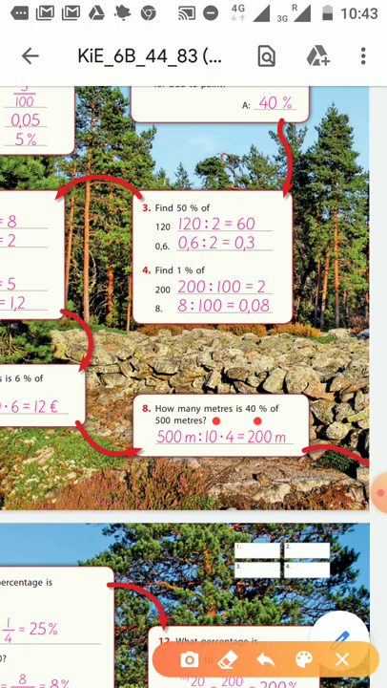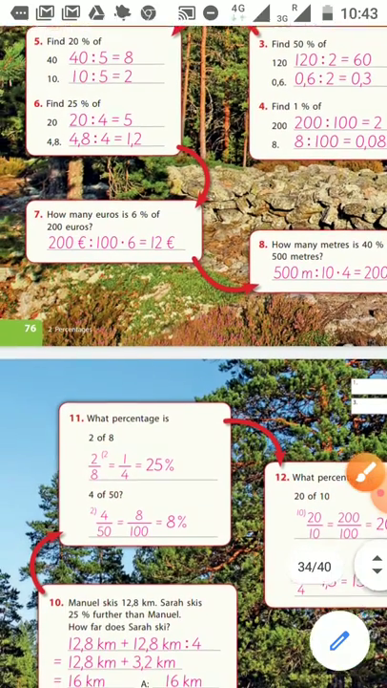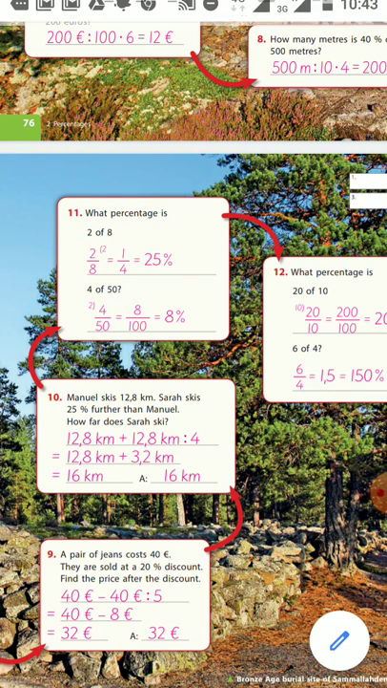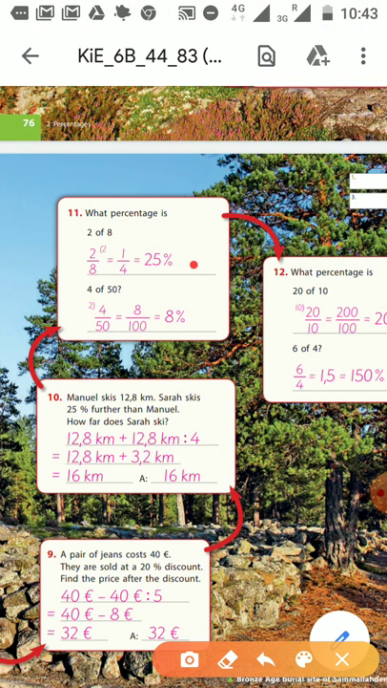All right, let's move on to the next bit. What percentage is 2 of 8? Well, that's pretty straightforward, isn't it? You just find a quarter there, and that gives you 25%. What percentage is 4 of 50? Well, if you double it, you'll find out the percentage anyway. It's 100. 50 becomes 100, then 4 becomes 8, and that's 8%.